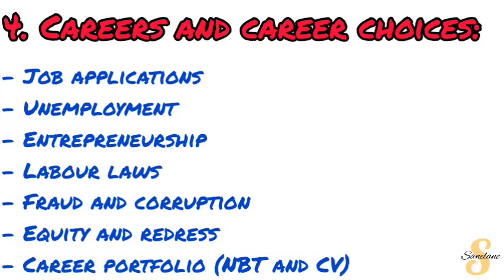Then we look into unemployment. What is unemployment? Try to define it, the causes of it, and so forth, and then do the same thing for entrepreneurship, and then also get into labor laws. With labor laws, we are looking at legislative acts that govern how the workplace needs to operate. Then we get to fraud and corruption, especially with regards to looking for employment.